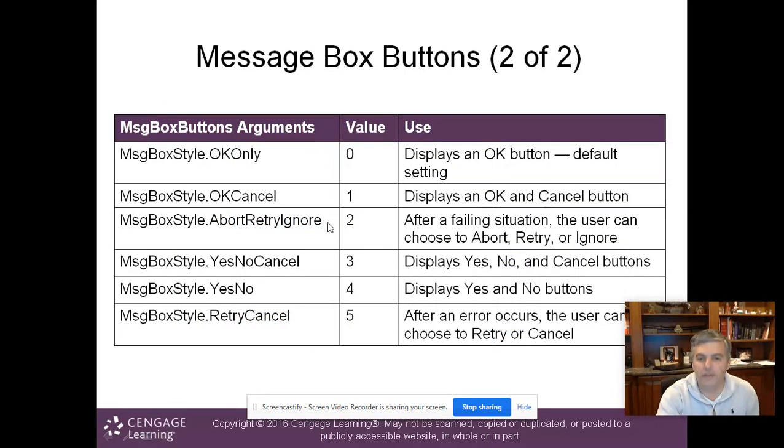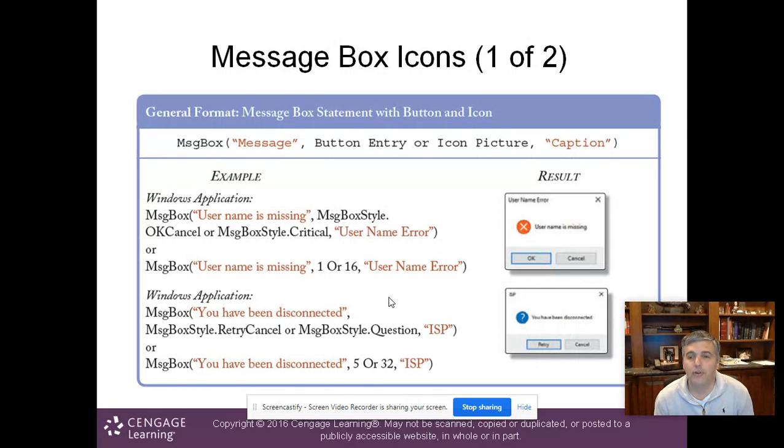So these are all the different message box styles that you can use. So we have OK only, which is default if you don't display that second argument. We have OK cancel, abort, retry, ignore, yes, no, cancel, yes or no, and retry and cancel. So lots of different options for the buttons you can display on your message boxes.